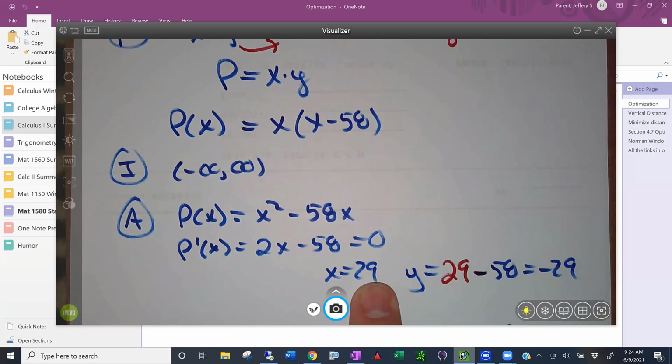So the product is a minimum. I mean, 29 times negative 29, which is what, 831 maybe? 841? Yeah, maybe 841, somewhere around there. In any case, these are your two numbers right here, 29 and negative 29. So, sorry though, no pictures on that one.